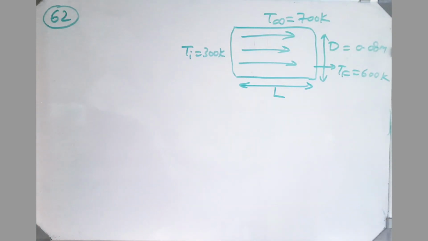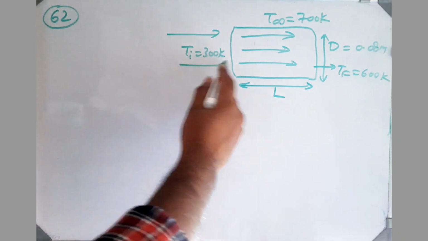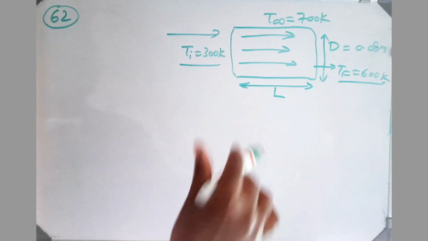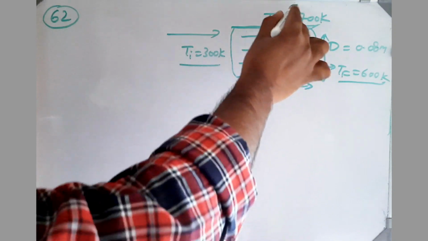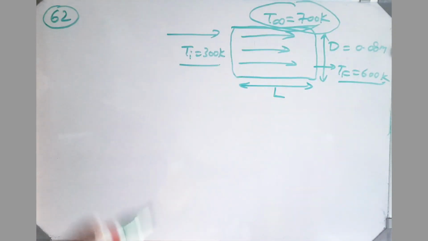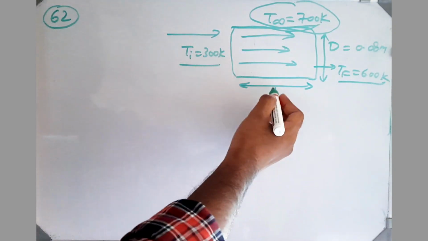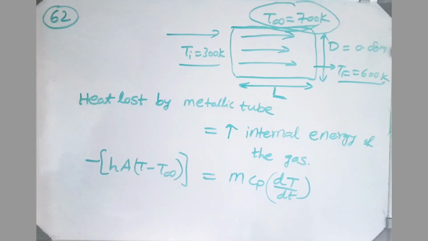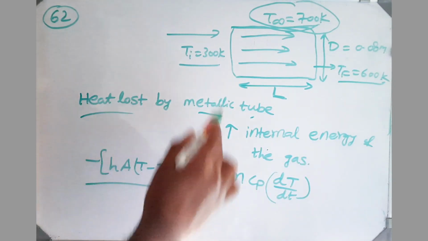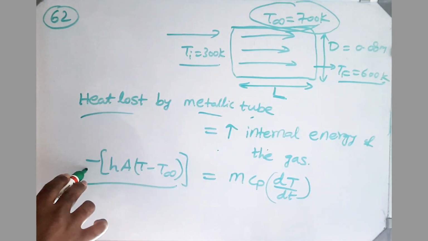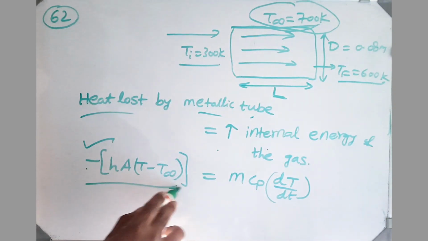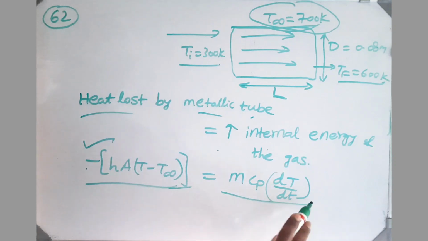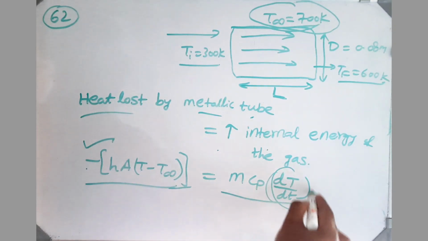Friends, question number 62. Here air at 300 Kelvin is passing and leaving at 600 Kelvin. And the surface of this tube is kept at constant temperature. So we are taking T infinity, which is 700 Kelvin. We need to find out length of the tube. Friends, here we equate heat lost by the metallic tube is equals to increase in internal energy of the gas. So heat lost, convective heat loss, is a flow of some fluid. So minus, because it is losing heat, hA delta T is equals to m Cp dT by dt.